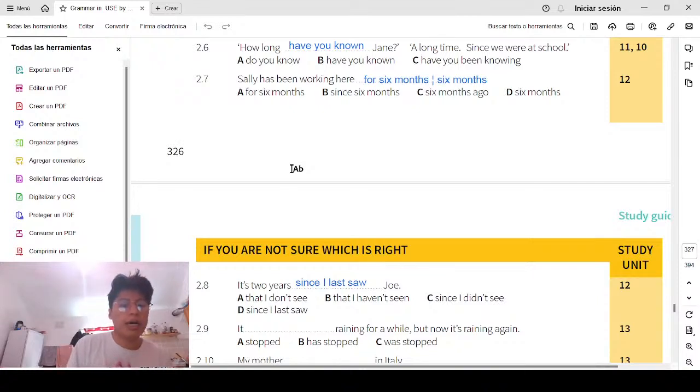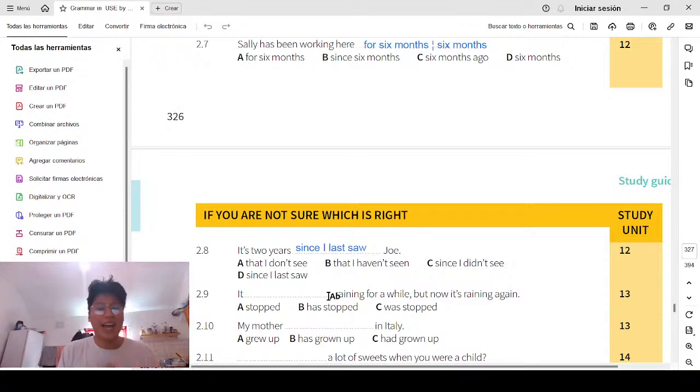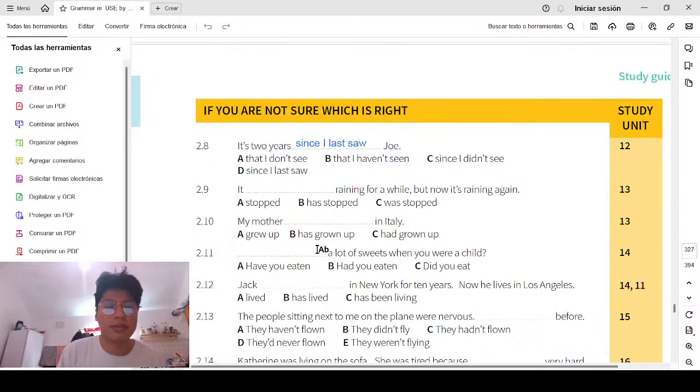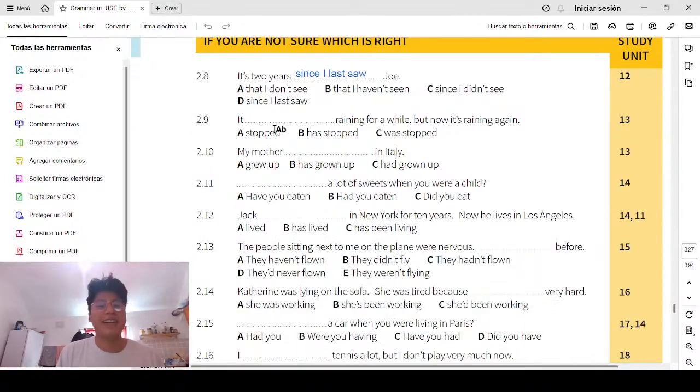For example, Sally has been working here since her father died. That's an awful example, but it makes sense. Sally has been working here since her father died. So we're taking her father's death as a specific point, and it's the same here. It's 2 years since I last saw John. Check out those. The specific point is I last saw John.